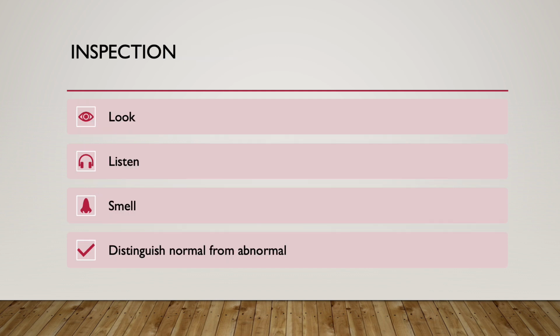So let's talk about inspection first, since it's the first technique. Inspection involves looking, listening, and smelling. You start the assessment of each body system with inspection. You will look at each area to be assessed. And when I'm talking about listening here, I'm talking about you're listening to what the client is telling you. We're going to talk about listening to body sounds a little bit later in this presentation. Nurses also need to have a keen sense of smell because odors can tell you a lot about a client's health status.